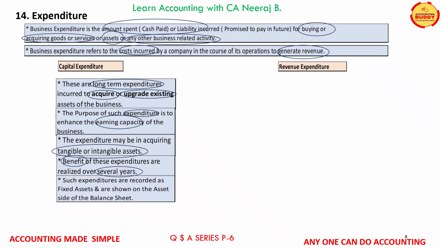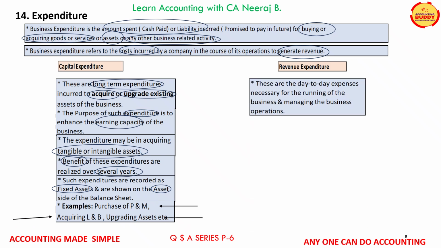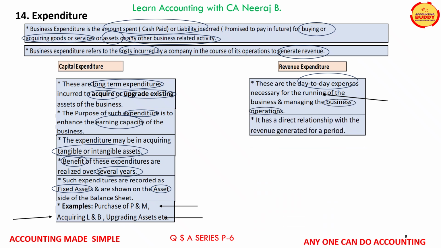Capital expenditure is recorded as fixed assets and is shown on the asset side of the balance sheet. Examples of capital expenditure are purchase of plant and machinery, or acquiring land and building, or upgrading existing assets of the business. Now, revenue expenditures are the day-to-day expenses which are necessary for running the business and managing business operations.